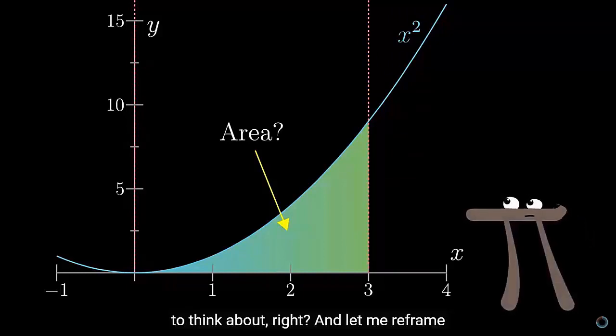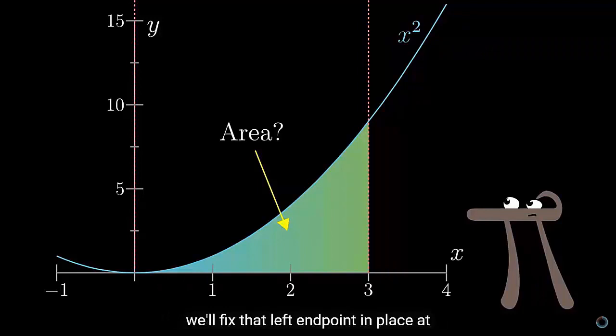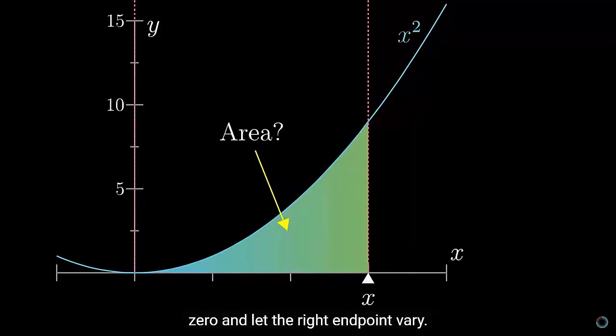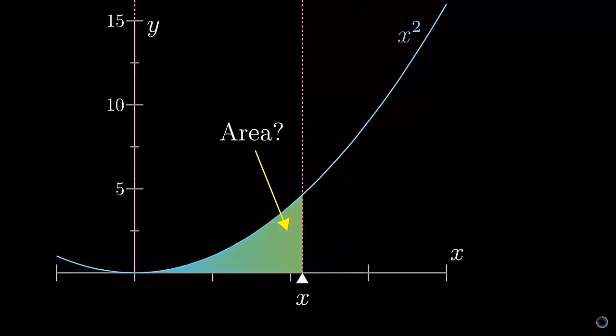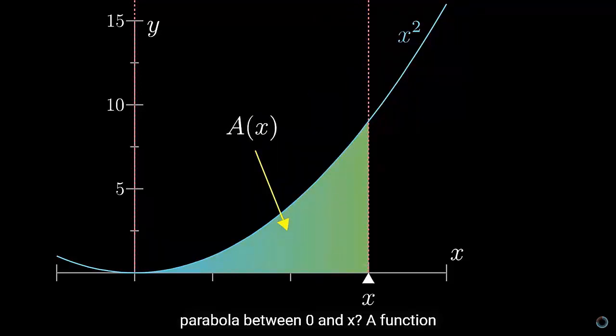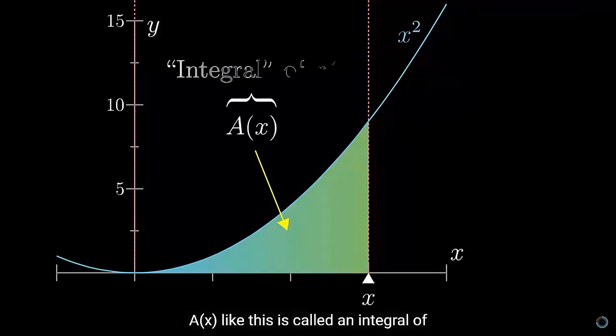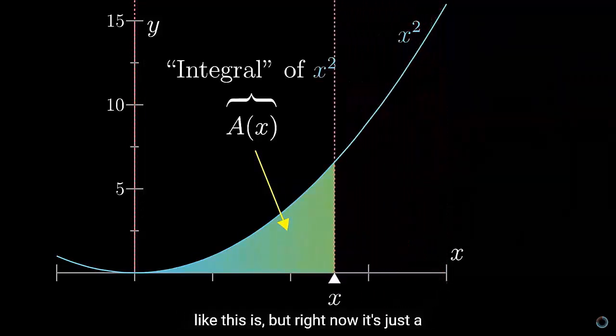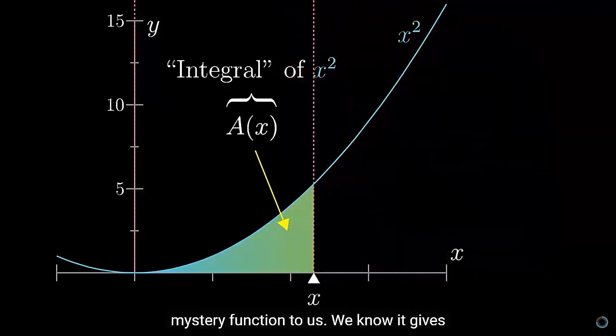Well, it's hard to think about, right? And let me reframe that question in a slightly different way. We'll fix that left endpoint in place at 0 and let the right endpoint vary. Are you able to find a function, a of x, that gives you the area under this parabola between 0 and x? A function, a of x, like this, is called an integral of x squared. Calculus holds within it the tools to figure out what an integral like this is, but right now, it's just a mystery function to us.